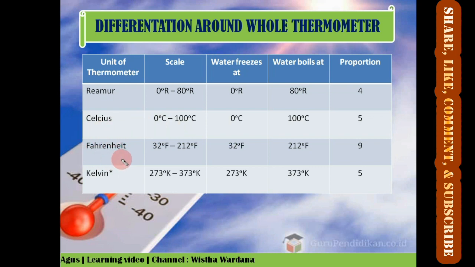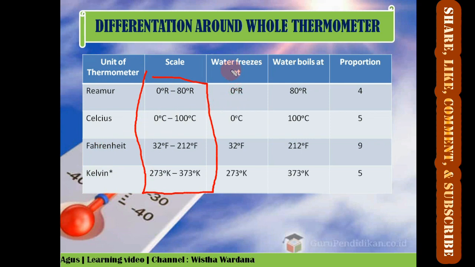The Fahrenheit thermometer has a scale between 32 degrees until 212 degrees. And the last one is the Kelvin thermometer. The Kelvin thermometer has a different scale also. The Kelvin thermometer starts from 273 degrees until 373 degrees. So remember this one. This is very important for you. You have to know the scale of them, because every thermometer has a different scale.